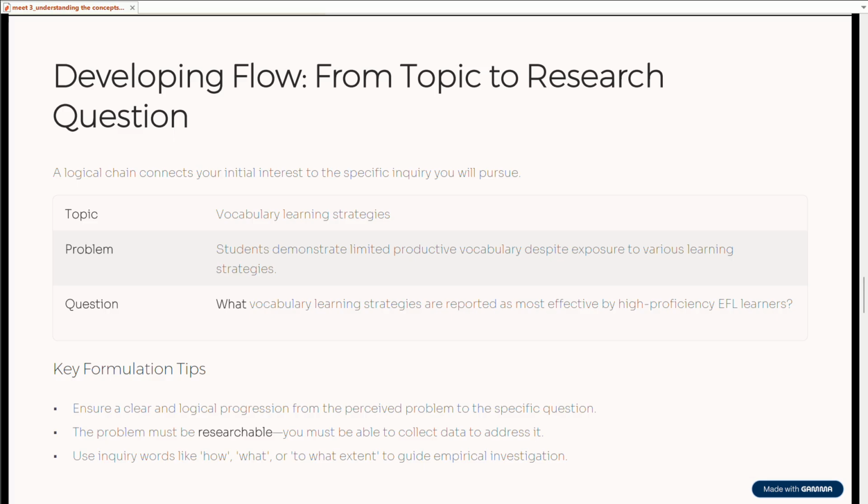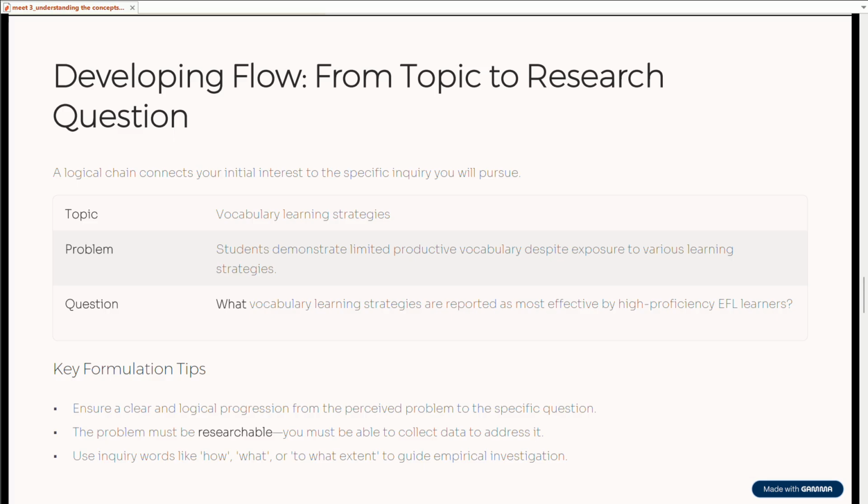What vocabulary learning strategies are reported as the most effective by high proficiency EFL learners? Because the problem here is, actually, the students have good English, they have various learning strategies, but they demonstrate limited productive vocabulary. So there is a question: what vocabulary learning strategies are reported as the most effective by high proficiency level learners?